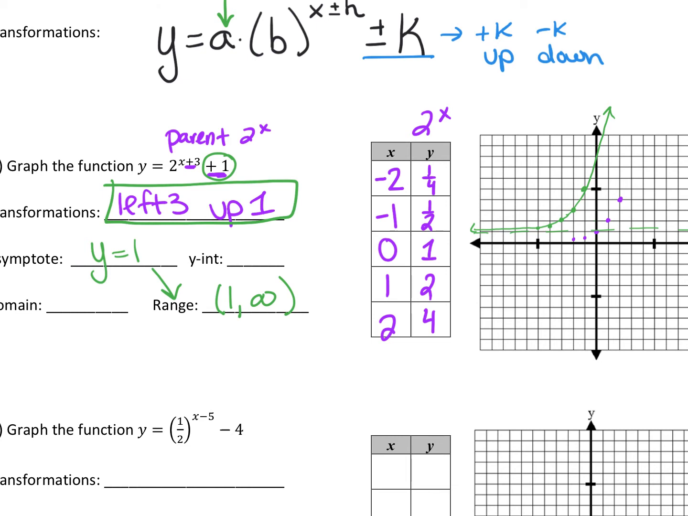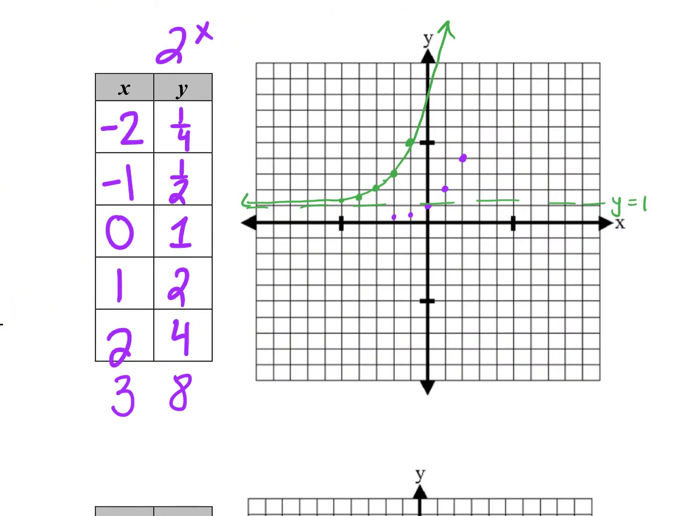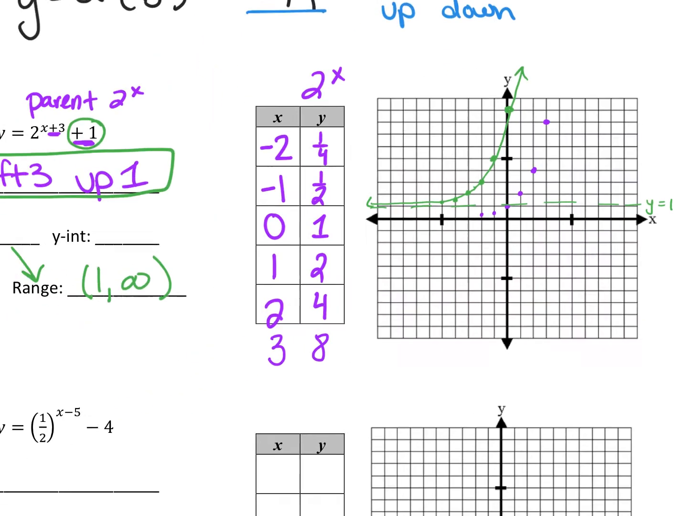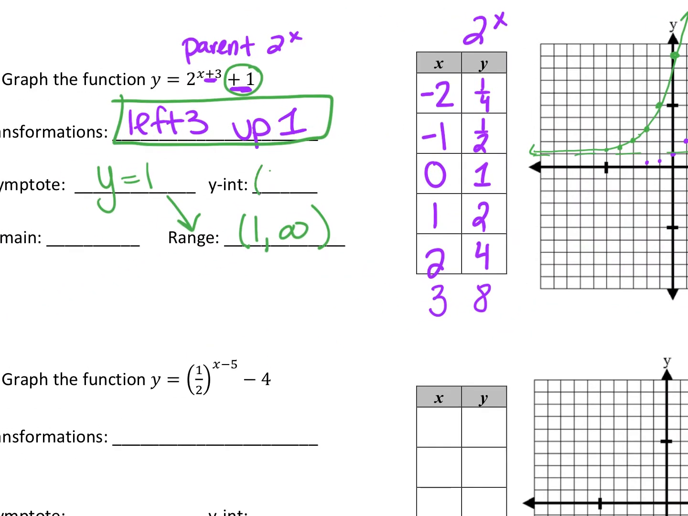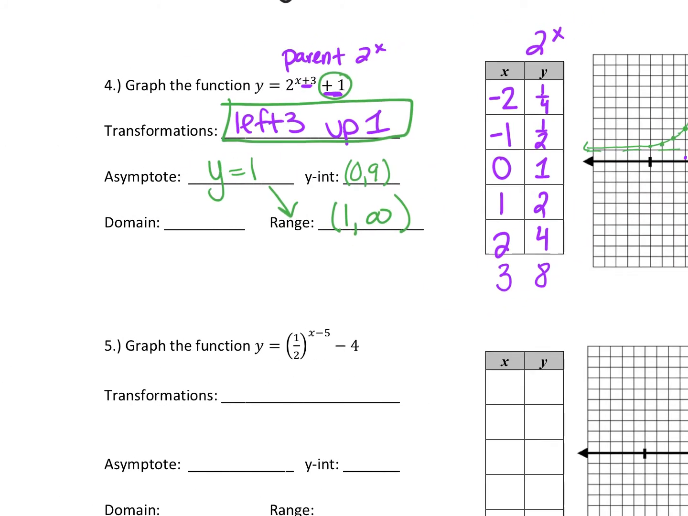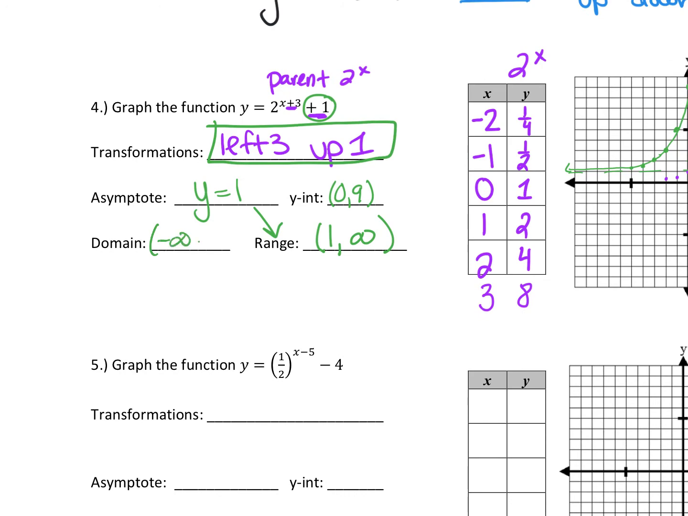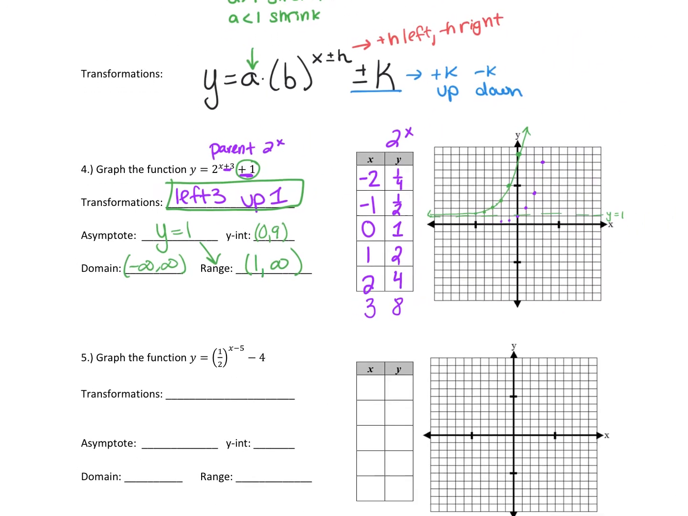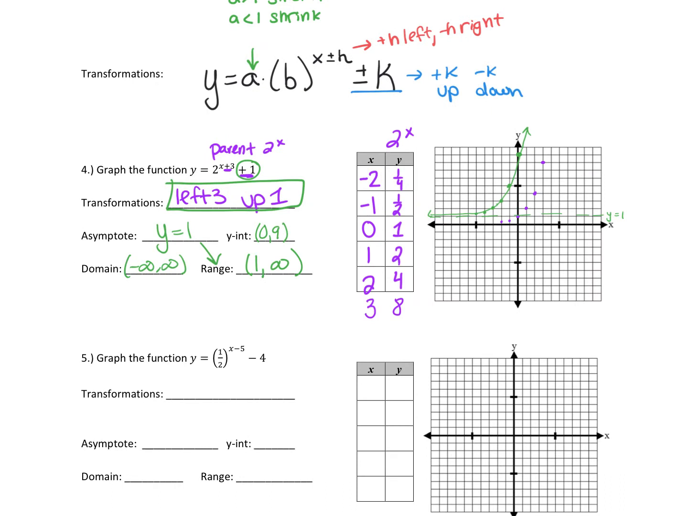In this case, we didn't see the y-intercept, so actually, let's see. If I add one more table number to this table, 3, 8, and then I shift that left 3, up 1, I'll see that my y-intercept is actually at 0, 9. And then my domain, we said for every single exponential, is always -infinity to infinity. And so that is what this first graph would look like. So we're always going to graph that parent function and then shift it based on that transformation.